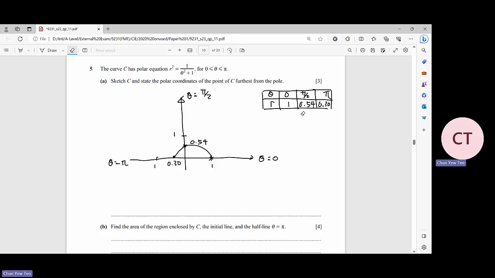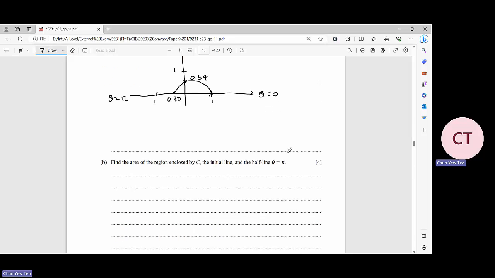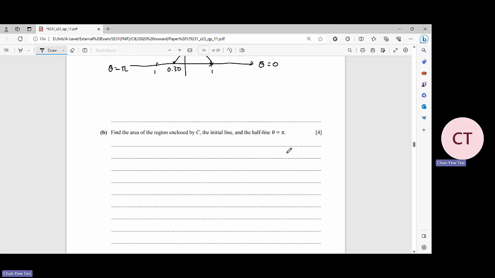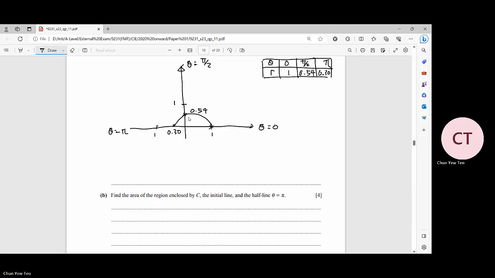Now, B. Find the area of the region enclosed by C, the initial line and the half line theta equal to pi. Okay, so they are looking for this area. So how are we going to find this area?